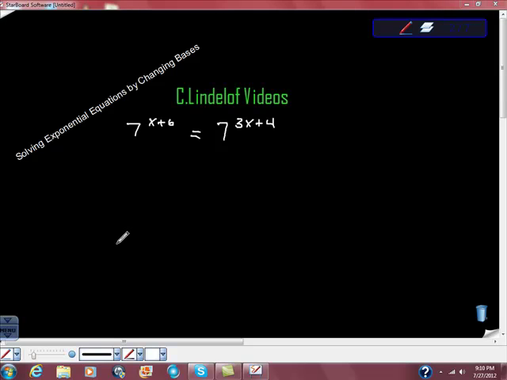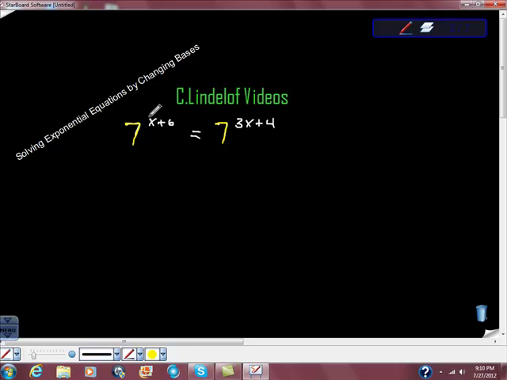Okay, I want to work on solving exponential equations. We're going to be changing bases in a little bit. For the first two I want to do tonight, the bases are the same. So all I want to show you is this. If the bases are the same, we can disregard the bases for now. So we're at a base of 7 here and a base of 7 here.